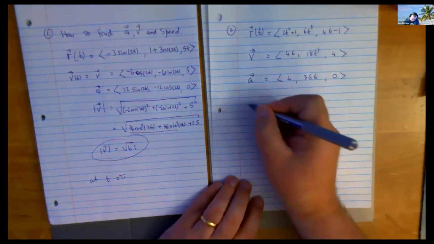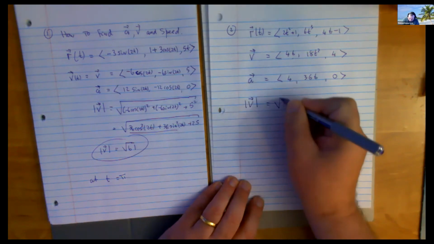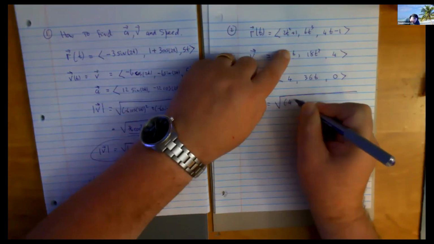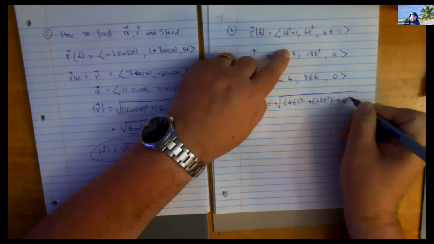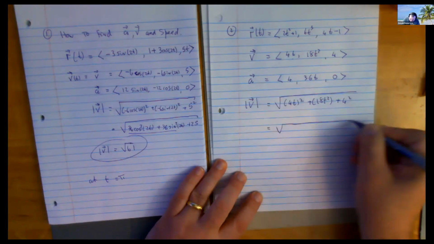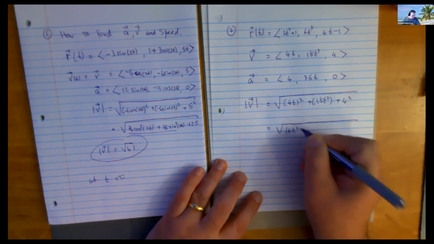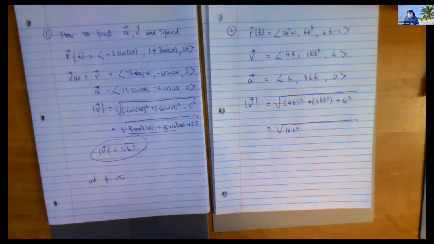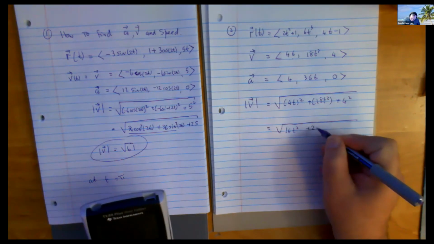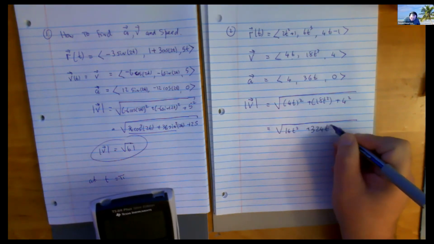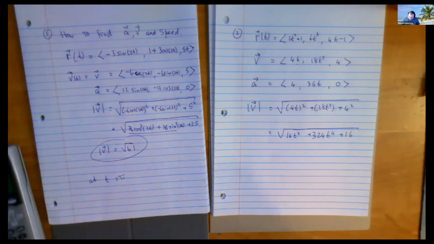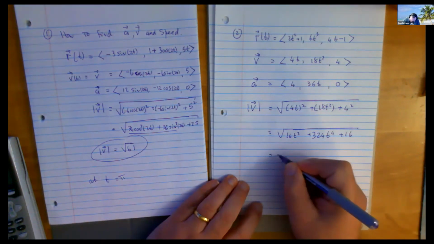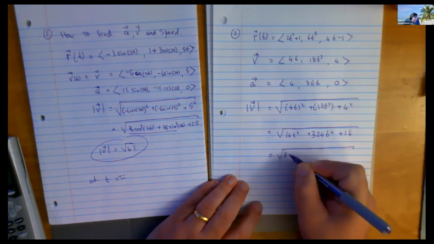And to get the speed, it's just simply going to be this fella squared, plus this one squared, plus that guy squared. And this is going to be 16t squared. I'm not even going to attempt to do 18 squared in my head. 324 t to the 4 plus 16. And this is really just cosmetic.